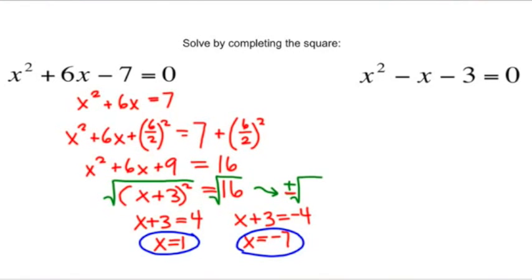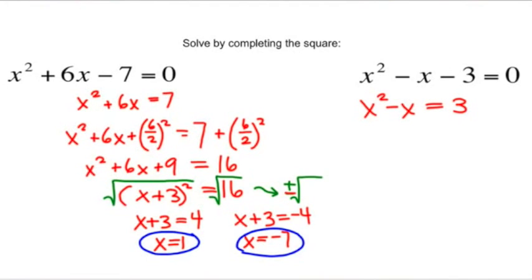x squared minus x minus 3 equals 0. You might say there are no numbers that will work. Well, it's true that there are no whole numbers that would work. Yes, you see where I'm going with this. Alright, so first thing we're going to do is move the negative 3 to the right hand side. So now I have x squared minus x equals 3.